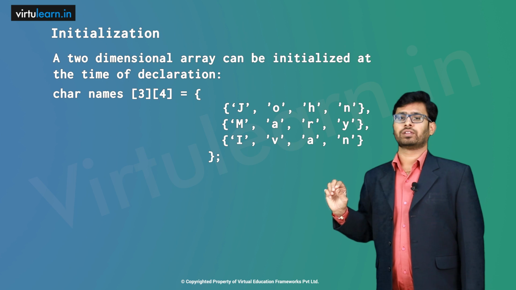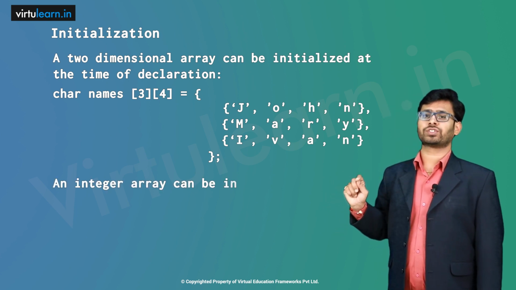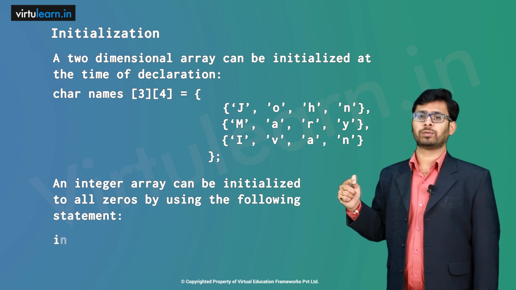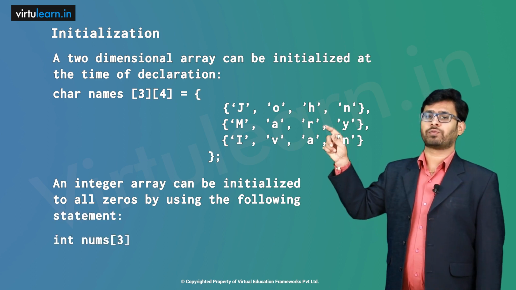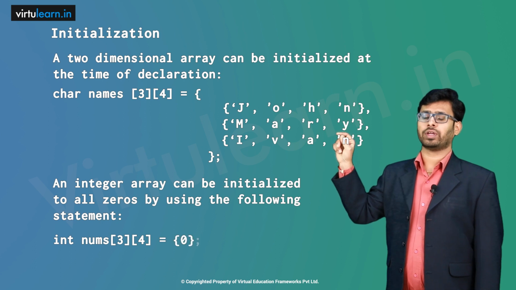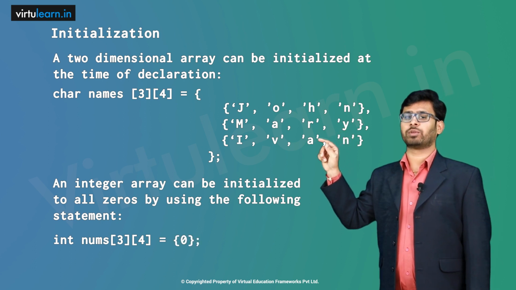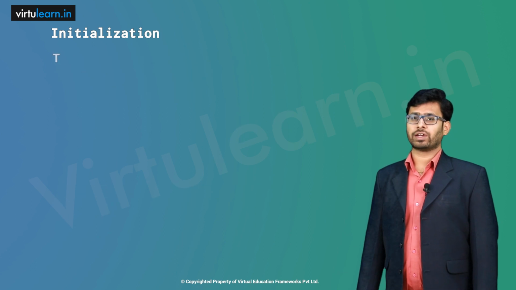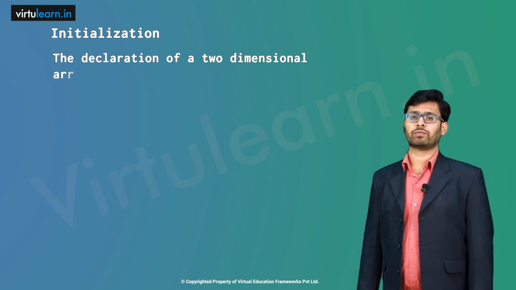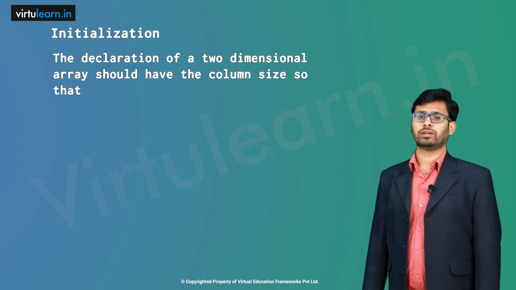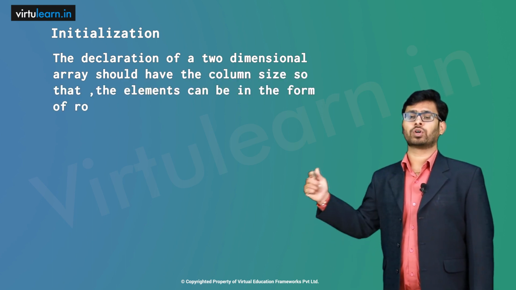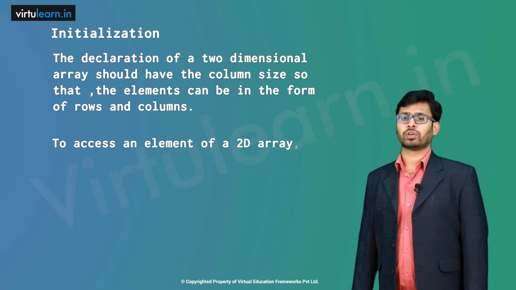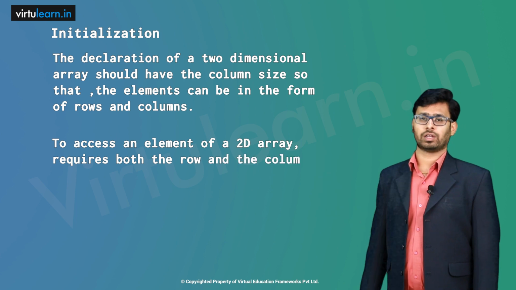Here, an integer array can be initialized to all zeros by using the following statement: int num of 3 and 4 equal to, and if I put curly braces, then it will initialize everything to zeros. The declaration of a two-dimensional array should have the column size so that the elements can be in the form of rows and columns. To access an element of a 2D array requires both rows and columns.